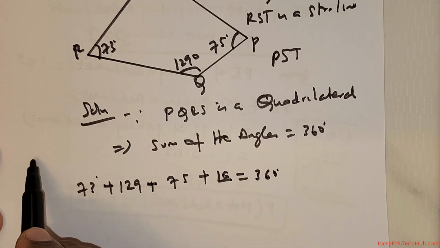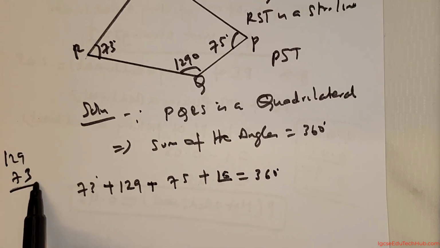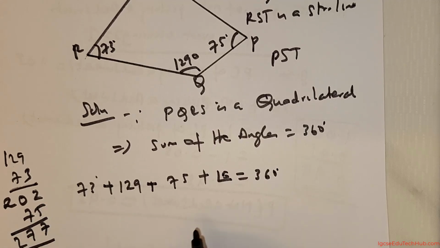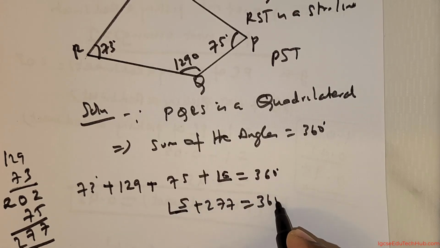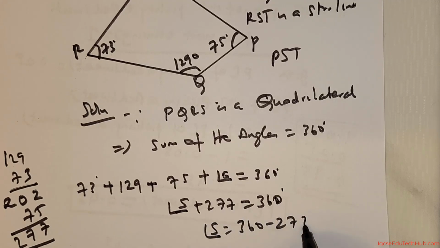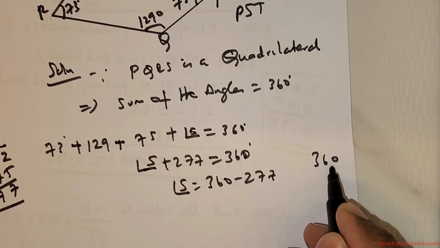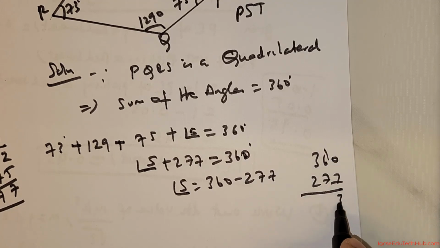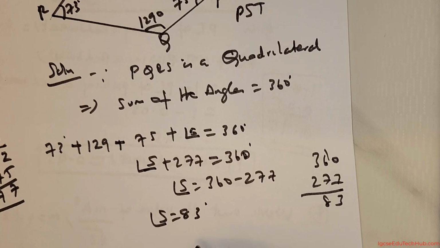Now you sum up all these things. 129, 73, 75, you get 277. So angle S plus 277 is equal to 360. So angle S is 360 minus 277. So you subtract and you get 83. So angle S is equal to 83.